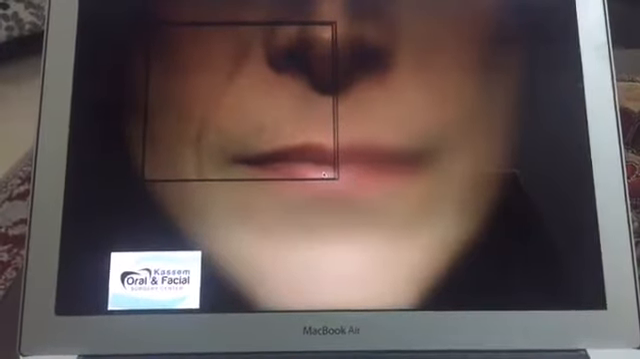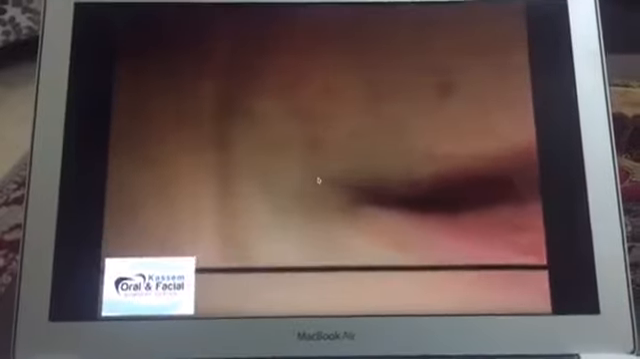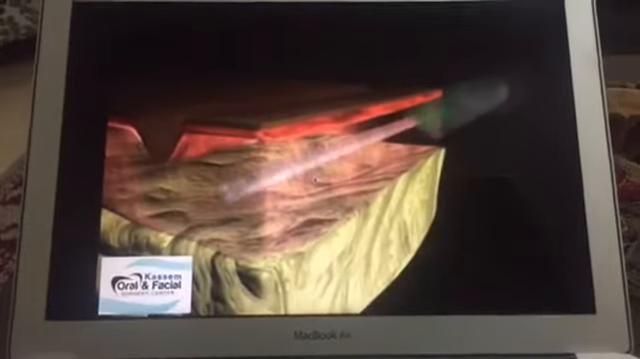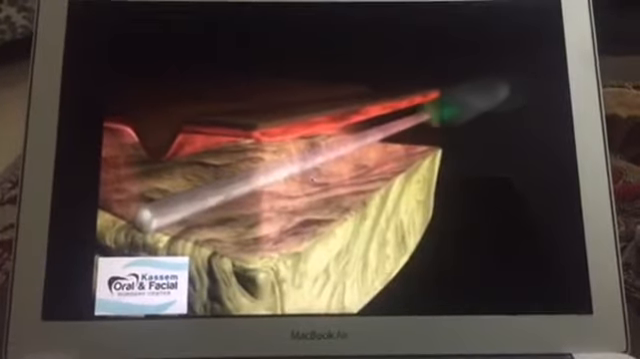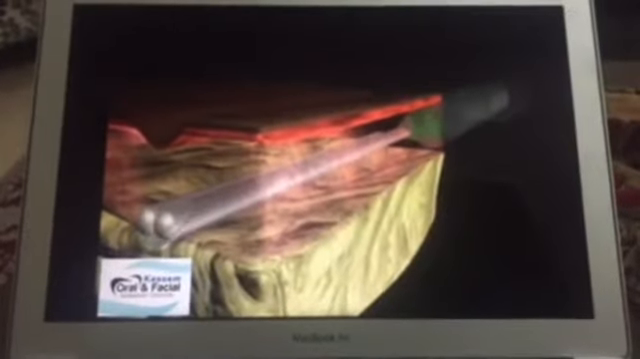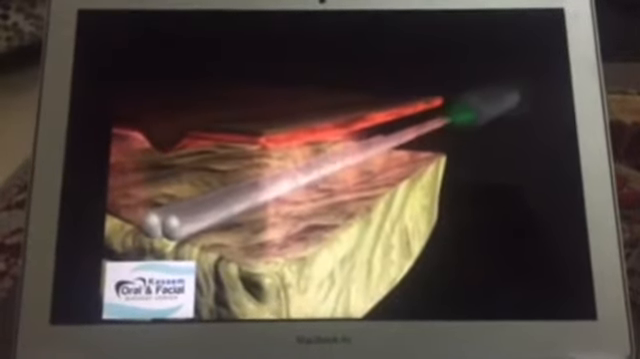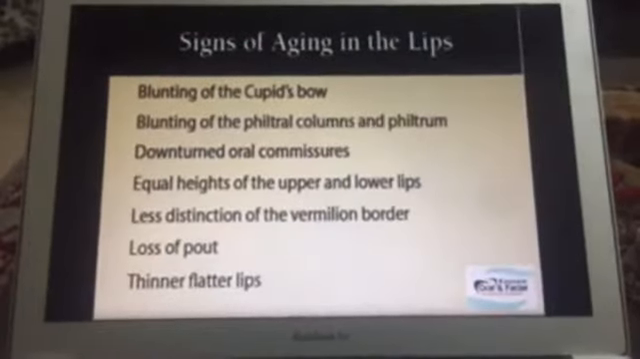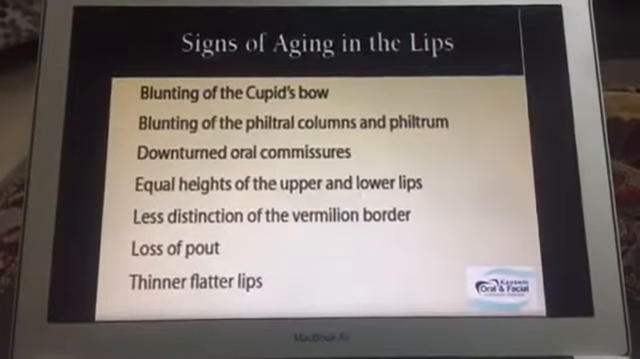Okay, so if I have this regarding the dynamic and static profile for the gum and for the face, I have to restore it. How can I restore it? The easiest way is to put something in to fill this defect. The most common material is what we call hyaluronic acid. It's a type of saccharide. So we just inject this into the lips to restore the normal aesthetics. The sign of aging in the lips is the blunting of the Cupid's bow.